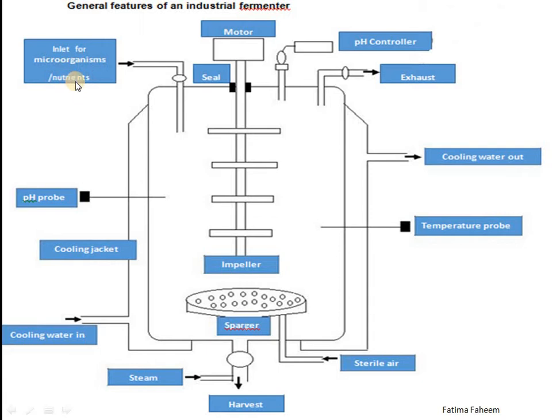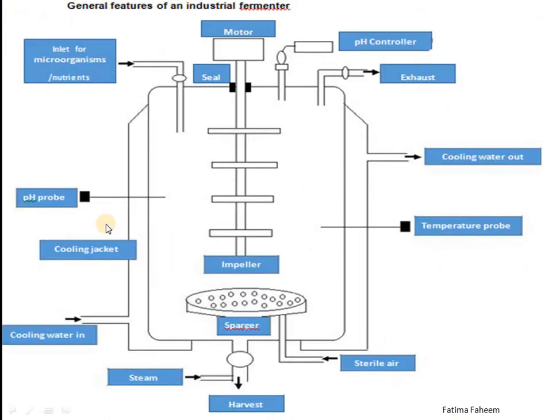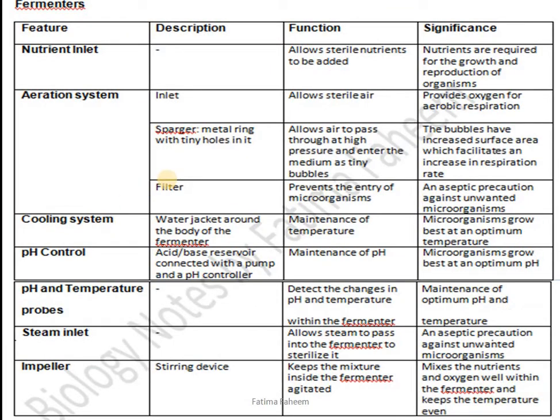Now we have the inlet for microorganism and nutrients. They will be different for different products. For example, for penicillin, Penicillium is used, which is a fungus. Nutrients will accordingly be changed depending upon whatever product you are forming. This nutrient and microorganism will be placed into the fermenter through this inlet. Okay, this is the description of all the structural features of the industrial fermenter that I showed you in this diagram. All these are described here in this slide.